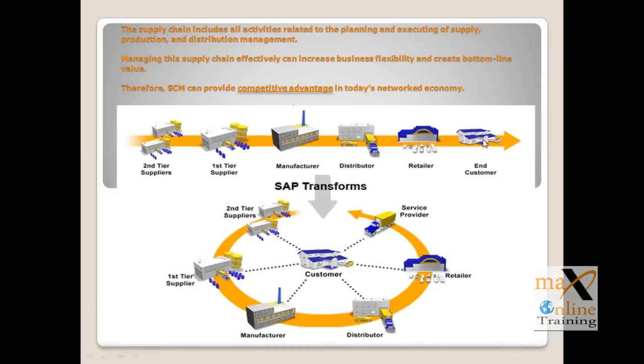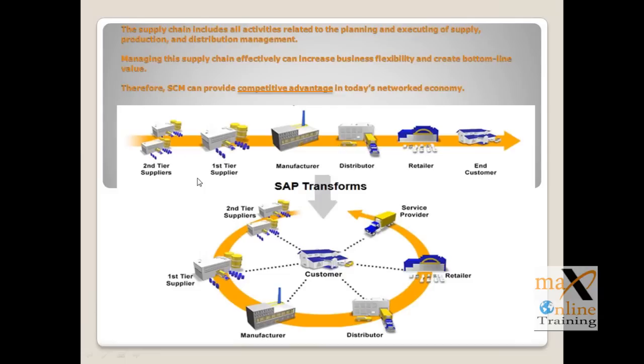Normally the demand flows from the customer to the supplier. The customer will give an order to the retailer, and the retailer will give an order to the distributor, and the distributor will give an order to the manufacturer, and the manufacturer will give a component order to the supplier. So this is the demand flow.